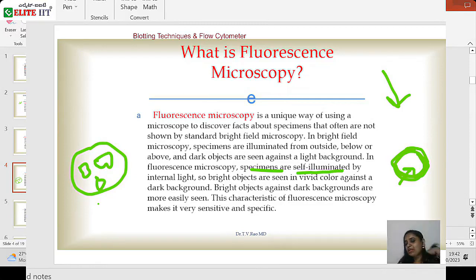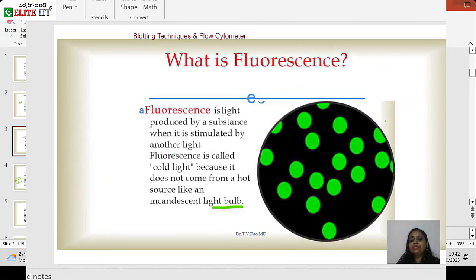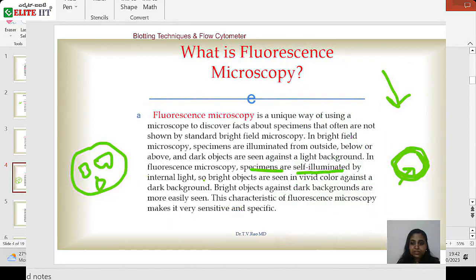Or you can see that a black compound will be visible on a white background, whereas in the case of a fluorescent compound, on the black background you are getting a colorful figure. Okay? That is the difference. Now, bright objects against dark backgrounds are more easily seen. Therefore, it is more favorable as compared to your conventional microscope. This characteristic of fluorescence microscopy makes it very sensitive and specific.